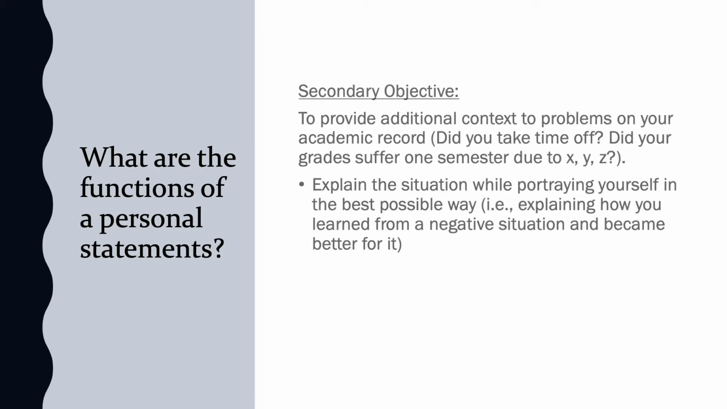The secondary objective is to allow individuals an opportunity to provide additional context to potential problems on their academic records. This includes explanations for time off, suffering grades, and so forth. This allows you to explain the situation while portraying yourself in the best possible way. However, it is important to remember that if you are taking this approach, you want to avoid sounding like you're making excuses. To aid in this, consider approaching the scenario in a positive light.